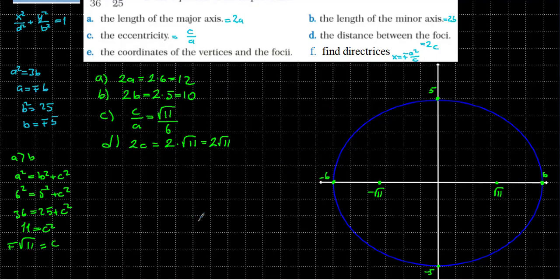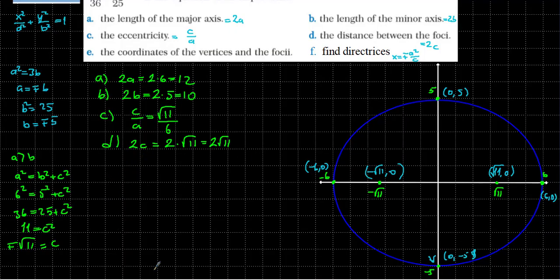So if I write the coordinates for all of them, I'm going to use a different color again. This point is minus 6, 0. This point is 0, 5. This point is 6, 0. This point is root 11, 0, sorry. This is minus root 11, 0. And this point is 0, minus 5. It's going to be this point.